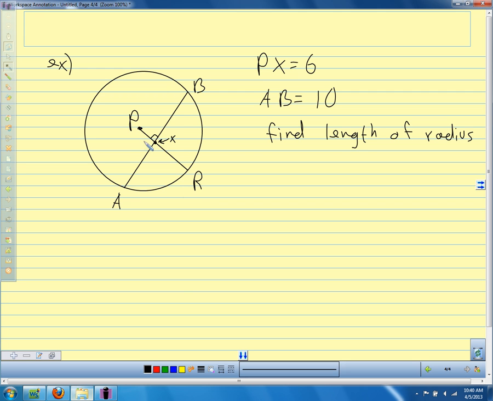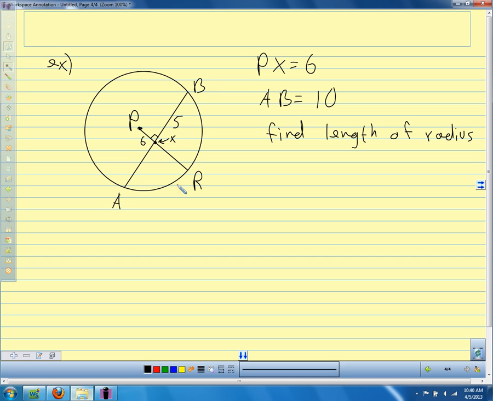Let's label what we know. This piece from P to X is 6. This is a 90-degree angle, so what do we know about what the radius does to the segment AB? It bisects it. So how long is it from X to B? Same as X to A, which is going to be 5. The whole thing is 10, so half of it is 5. Anybody see what we can do now?